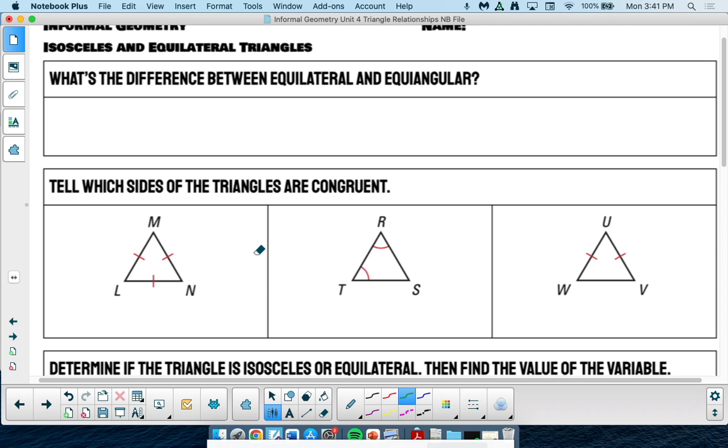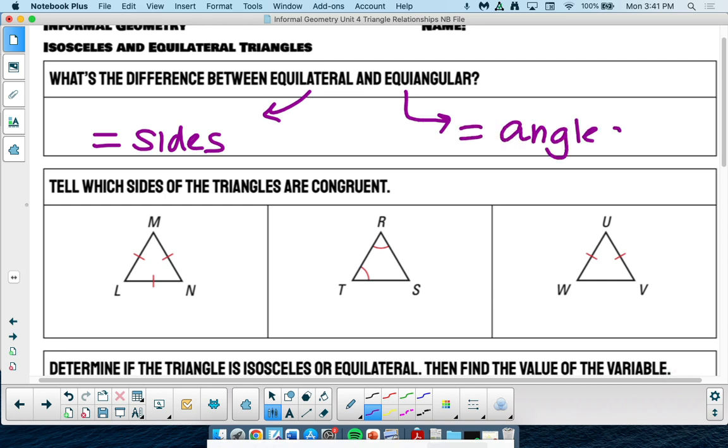What's the difference between equilateral and equiangular? Let's go like this. We'll just draw arrows. Equilateral means equal sides. Equiangular means equal angles. Perfect.